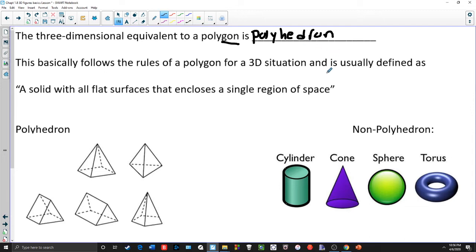So a rule for a polygon for a 3D object, sorry about that, extra noise. The basic rule for a polygon for a 3D situation is defined as this: a solid with all flat sides that enclose a single region of space. So this would be kind of the definition of a polyhedron in words. It has a solid, so it means that, again, it's a closed shape essentially, with all flat surfaces that enclose a single region of space.